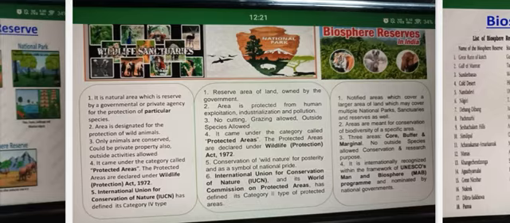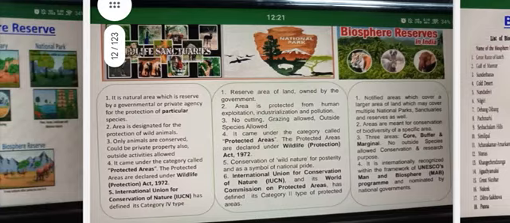Category 4. Then national park. This is about wildlife sanctuary. The next, national park: reserved area of land owned by the government. Area is protected from human exploitation, industrialization, and pollution. No cutting, grazing allowed. Outside species allowed.